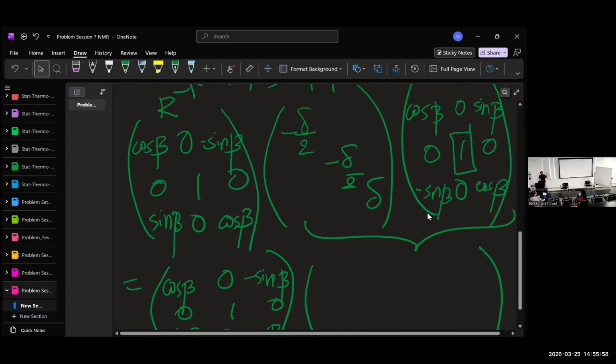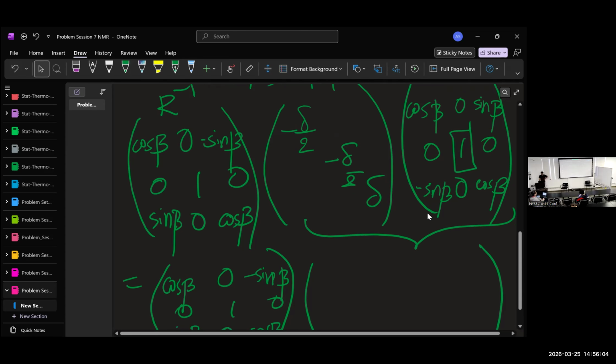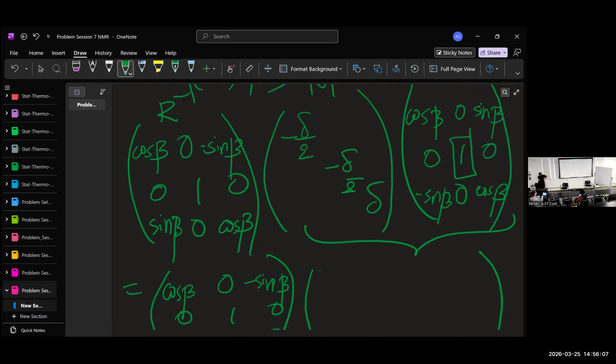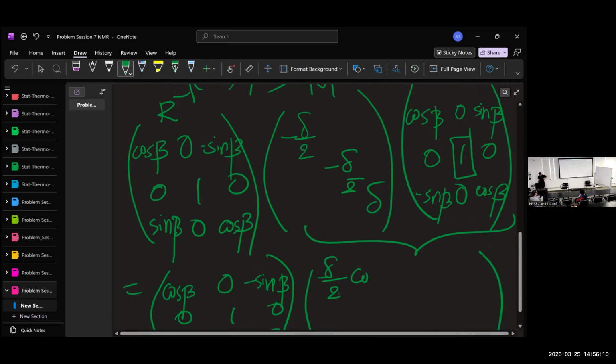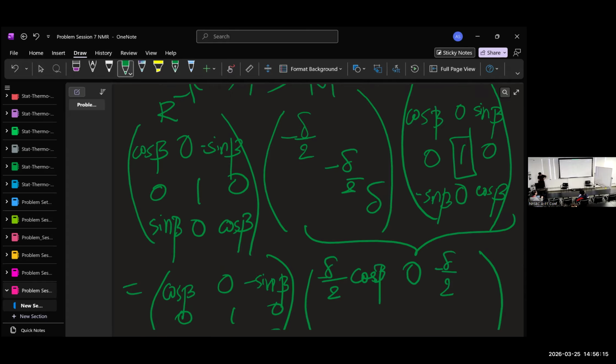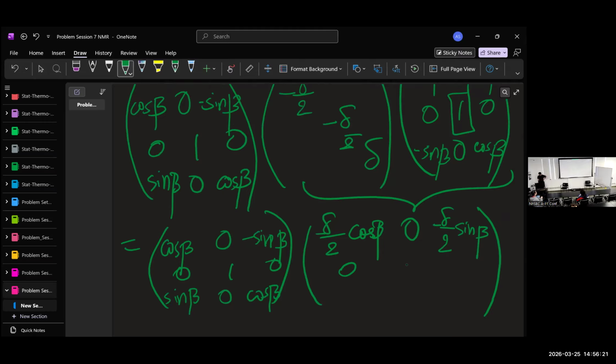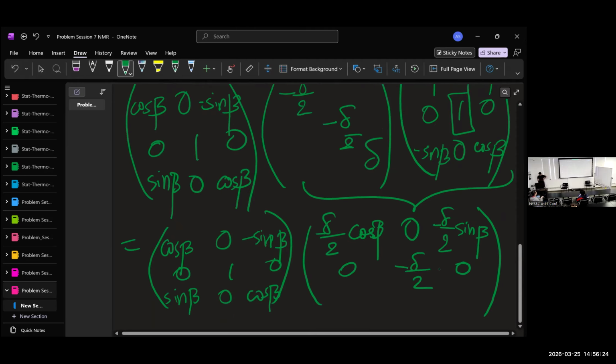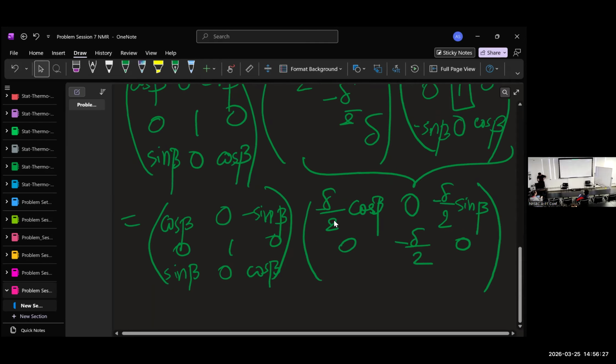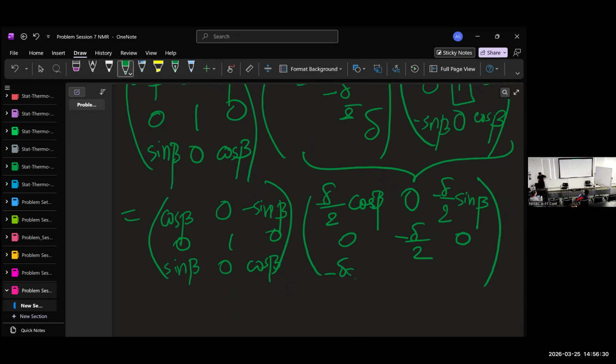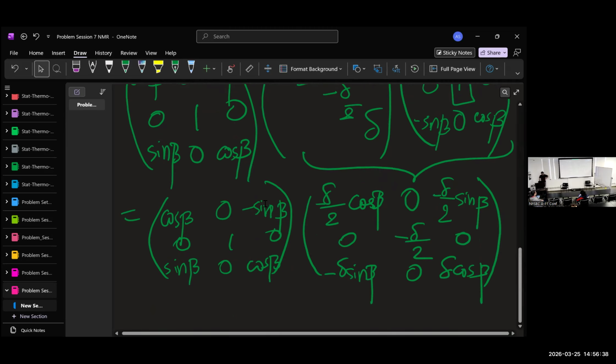Anybody? Term by term, what will the matrix look like? Negative tensor routine. This is going to take over. Yeah, negative tensor routine. And this is just sticking out one term for each row of the second matrix. What is that going to be? Minus delta sine beta, 0, delta cos beta. Is that right? Okay.